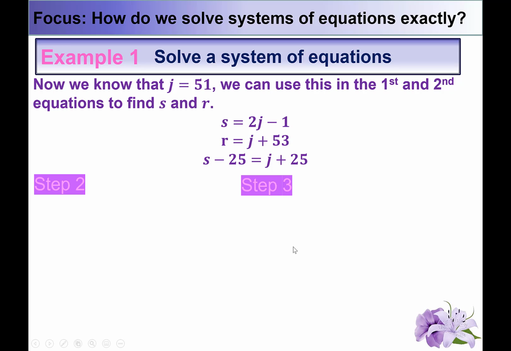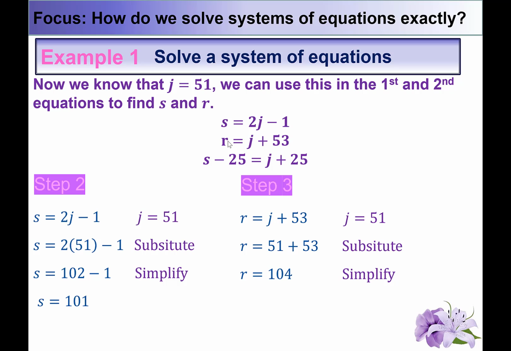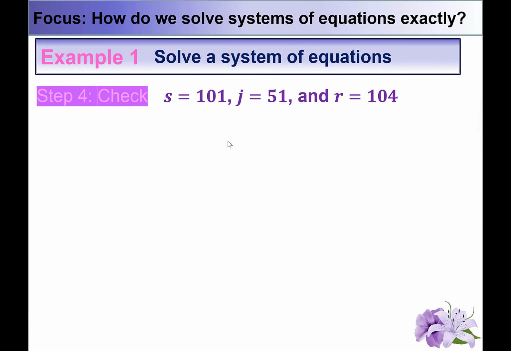Now that we know the number of CDs Jason has, we can use this in the first and second equations because they both involve the number of CDs Jason has, and we can solve for S and R. In the first equation, I'm going to substitute in 51 for J, multiply 2 times 51, then subtract 1, and Seth has 101 CDs to start. In the second equation, substitute 51 for J, add 53 plus 51, and Raul has 104 CDs. So we've now discovered that Seth has 101, Jason has 51, and Raul has 104.